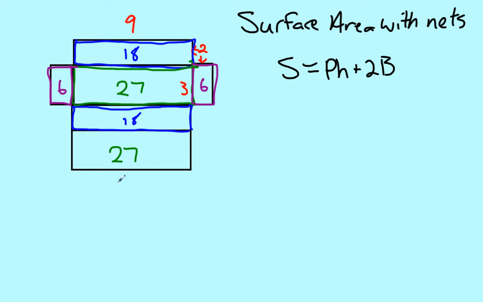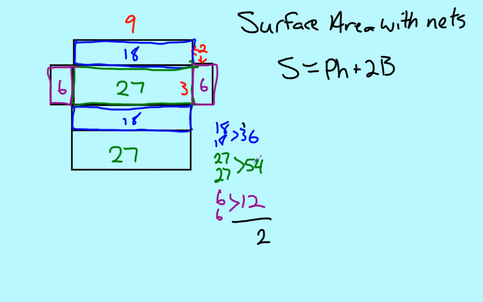And then if we were to just add all these numbers together, 18 and 18 is 36, and 27 and 27 is 54, and 6 plus 6 is 12, and we can combine these all together, and this would give us 102. I don't know what this was, it might be inches, so inches squared.